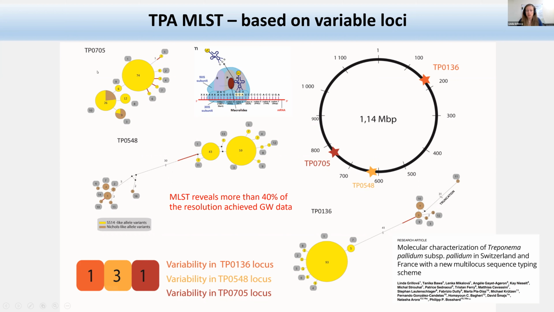In the end, the concatenation of these three genes gave us 40% of the resolution that had previously been achieved by genome-wide data. I think that was pretty good. We also recommend sequencing 23S just to check the presence or absence of point mutations that can lead to macrolide resistance. So in the end, the MLST loci are based on 4 genes.